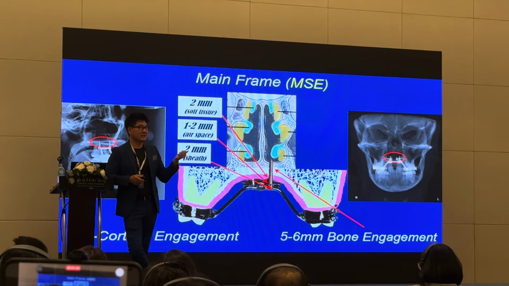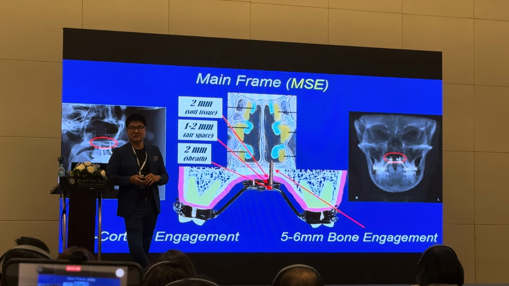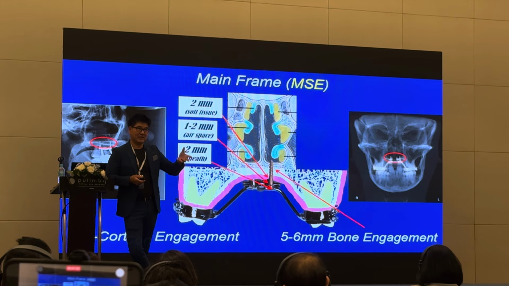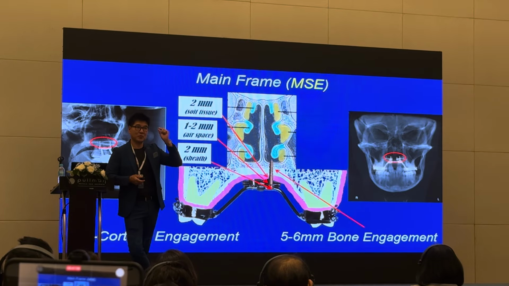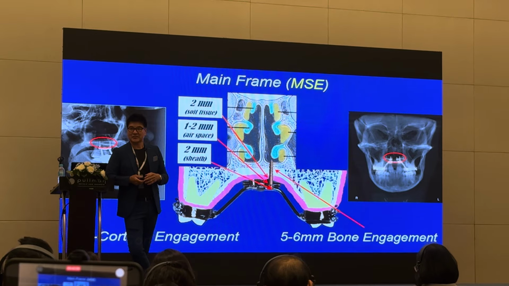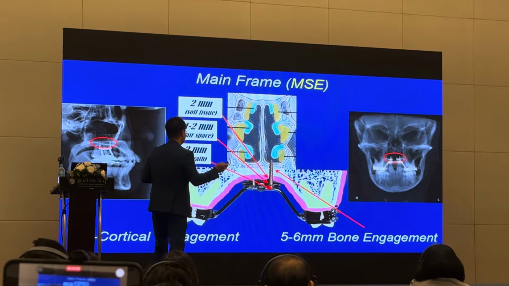Okay. With the bone-driven system, it's the other way around. They don't care about the force vector. They just want to find the good bone. Right? The resistant-driven system is the other way. Force vector is most important, but after finding the position, the bone may not be so good. So bicortical engagement was necessary for us to have an adequate bone anchor.